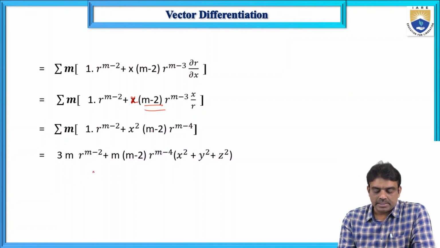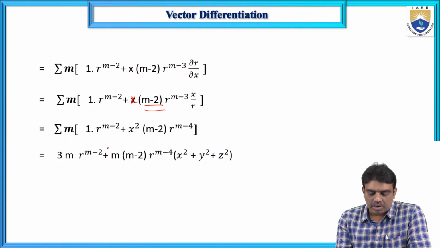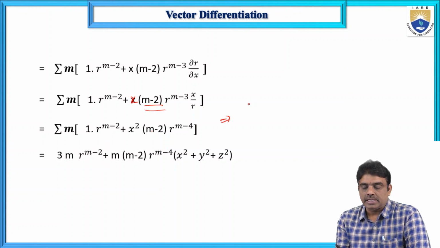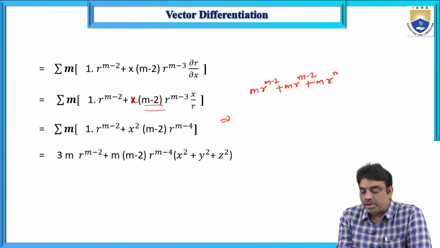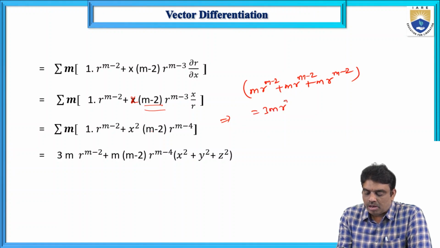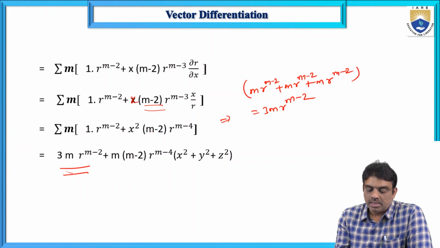So I am writing it as sigma: you will get m r power m minus 2 for the x term as well as the y term and z term, m r power m minus 2 plus m r power m minus 2 plus m r power m minus 2. There exist 3 terms, that is I can write 3 m r power m minus 2, that is the first term. Here we are indicating only for x, then y, then z.